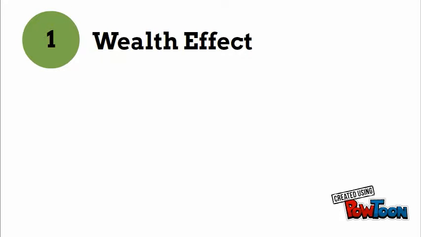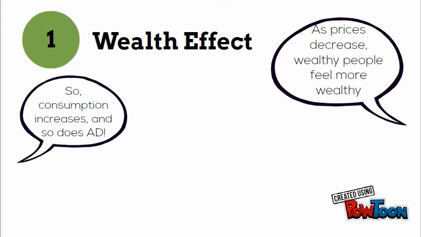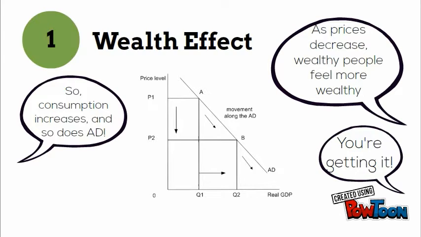The first factor resulting in a shift along the curve is the wealth effect, stating that as prices increase, those who are wealthy feel less wealthy, and vice versa. Therefore, this affects aggregate demand respectively.